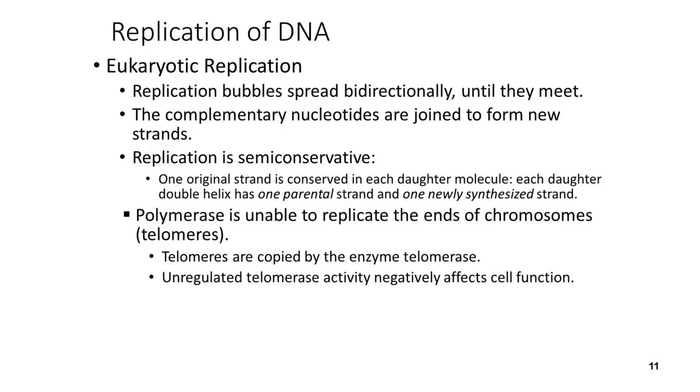So, replication bubbles spread bidirectionally until they meet. So there's lots of different spots on the DNA that are being replicated at the same time. The complementary nucleotides are joined to form new strands, and this is why we call it semi-conservative, because we know that the old strand is going to make a new strand. So each daughter molecule contains one parental strand and one newly synthesized strand.